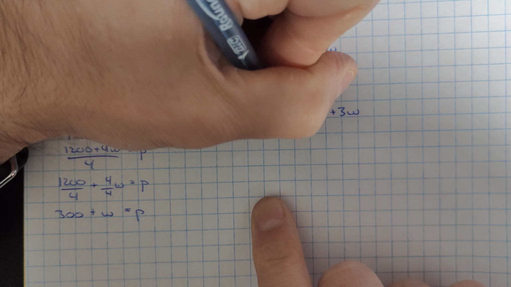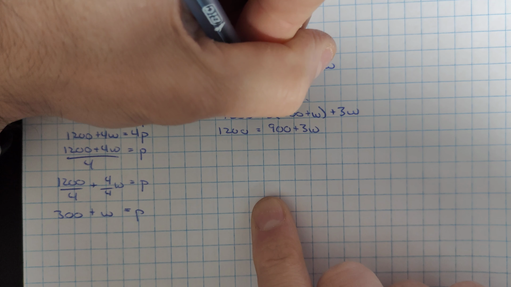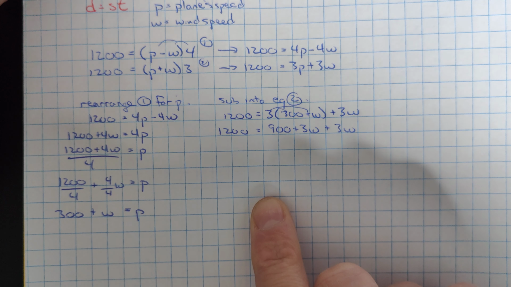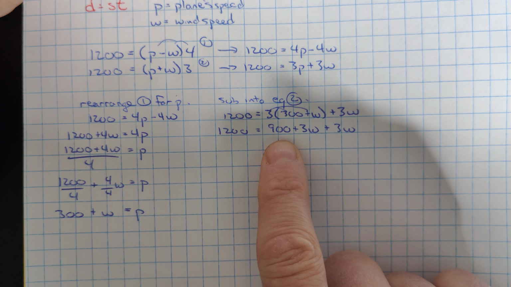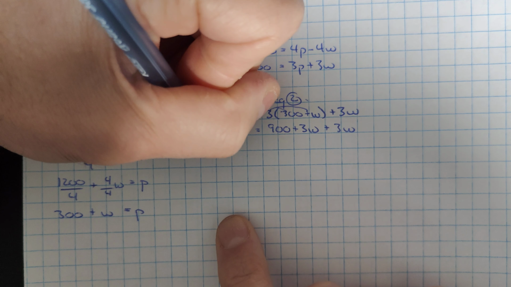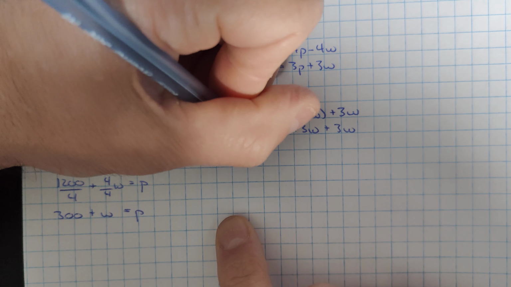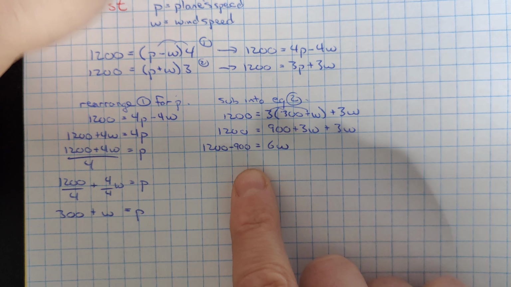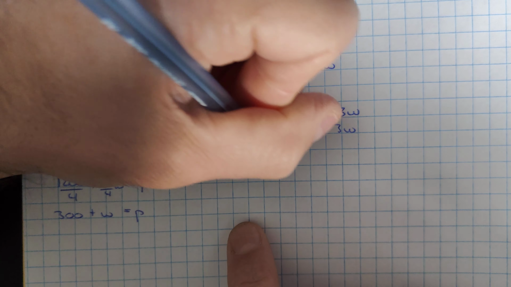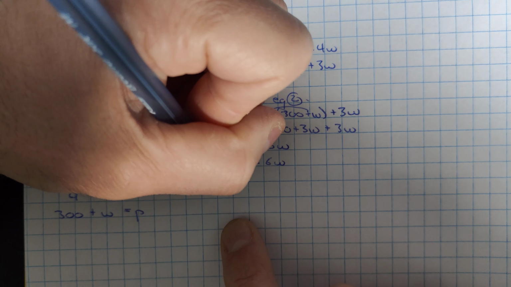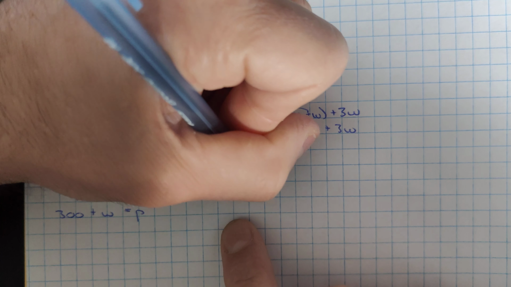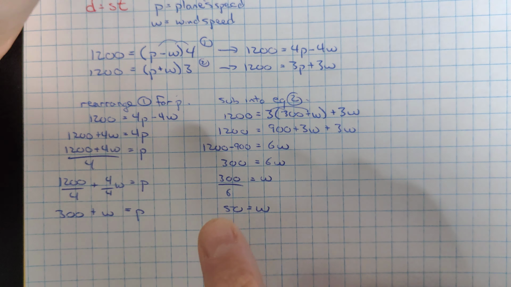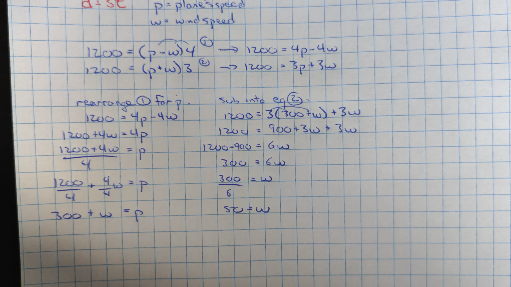So we have 900 plus 3W from the expansion, those two multiplications, and there's still that 3W at the end. This 900 can get moved over and subtracted. 1,200 minus 900 equals, and 3W plus 3W is 6W. This leaves us with 300 equals 6W. We divide both sides by 6. And we result with the wind speed being 50. So the wind speed is 50 kilometers an hour.